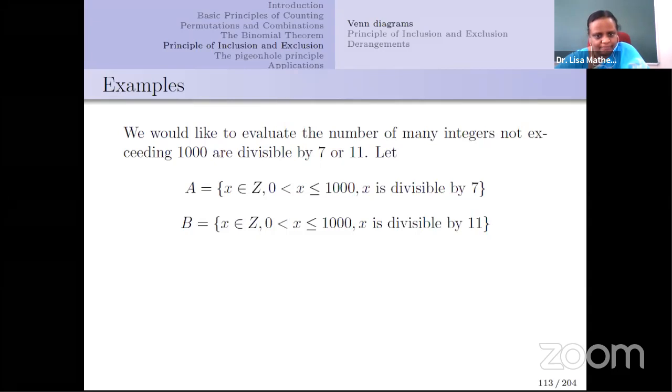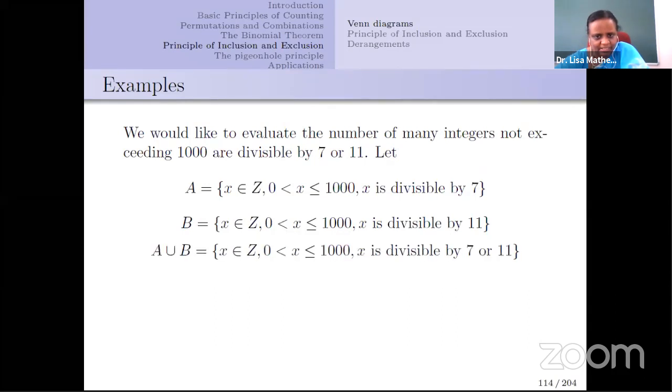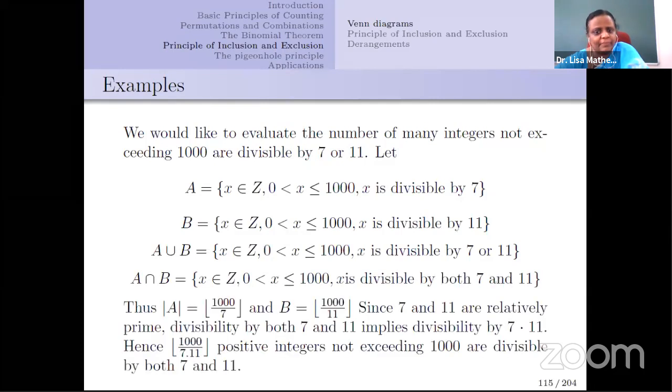As I said earlier, I define A as a set of numbers which are divisible by 7 between 0 and 1000, and B is a set of numbers which are divisible by 11. Now I know that A union B is a set of numbers which are divisible by either 7 or 11, and A intersection B is a set of numbers which are divisible by both 7 and 11. Therefore, the number of elements in A is floor of 1000 by 7, and the number of elements in B is floor of 1000 by 11.